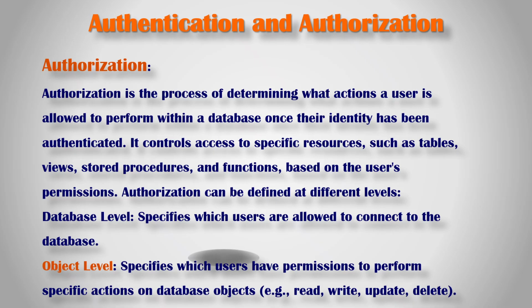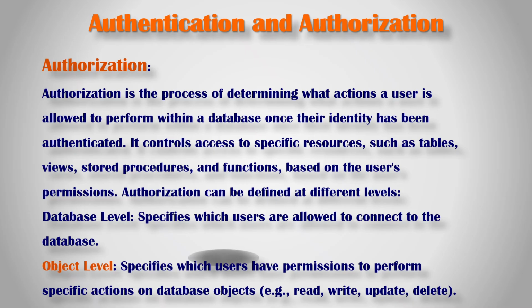2. Authorization. Authorization is the process of determining what actions a user is allowed to perform within a database once their identity has been authenticated. It controls access to specific resources such as tables, views, stored procedures, and functions based on the user's permissions. Authorization can be defined at different levels.